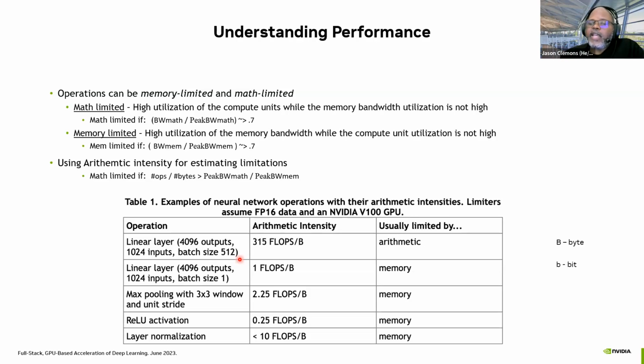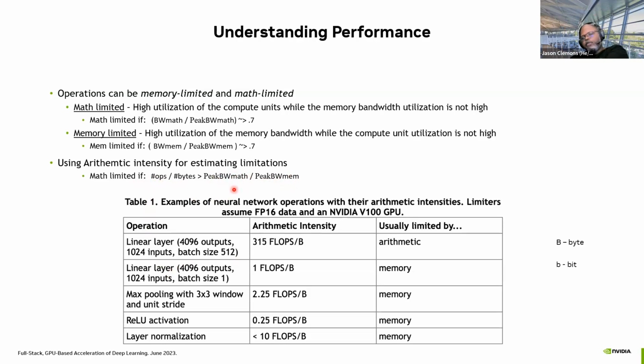Memory limited, on the other hand, is kind of the opposite. It says that if I've got my memory bandwidth pegged to the max the system can provide, but the compute units are only at like 30%, that basically means I just can't fetch enough memory to keep the compute units fed. One of the great things is you can use arithmetic intensity to give you an estimate of where you're at. In general, if your peak compute bandwidth over your peak memory bandwidth is less than the ops per byte you're getting, you're probably math limited.